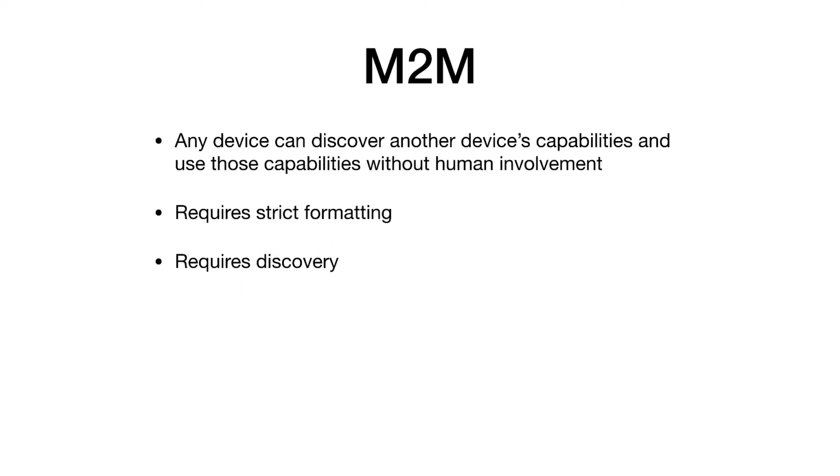So this is a really cool idea for machine-to-machine: any device can discover any other device's capability without human involvement. But it requires really strict formatting. It requires having discovery available. And these are things that aren't really followed. Everything kind of is its own custom solution. Each company wants to design their own custom approach or their own custom discovery protocol. And so there hasn't really been a unifying spec.